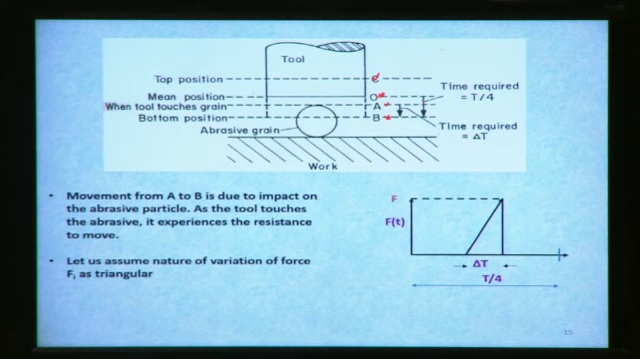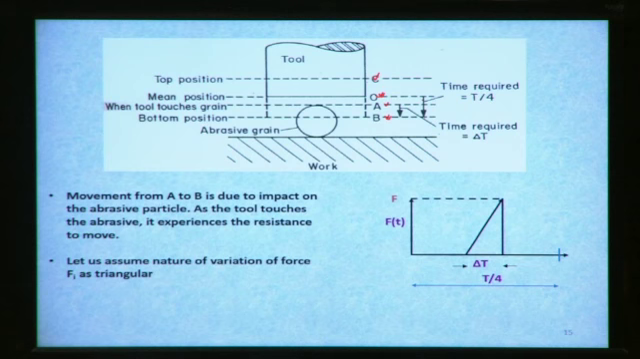So from here to here it is time period T by 4, because the tool is coming, it will go to the mean position, then it will go to the bottom position, and then it will go to the mean position and to the top position. So in total this is the cycle, capital T.